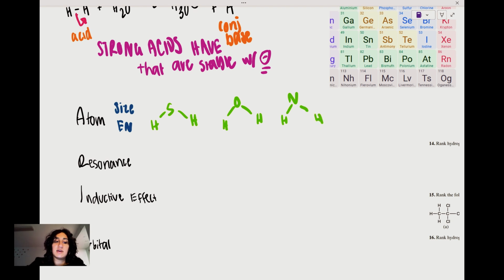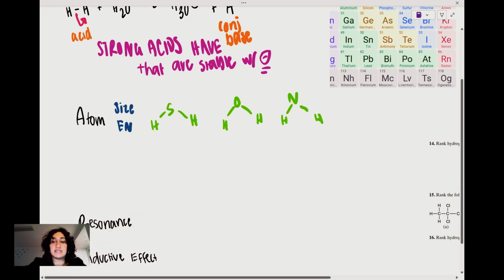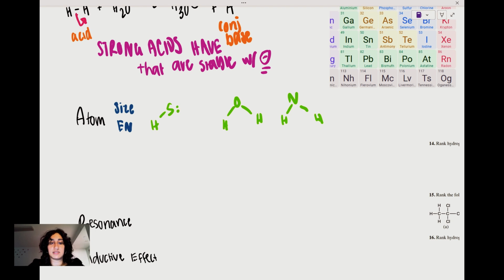Okay, so the first thing we do when we want to rank acids from strongest to weakest is deprotonate them. That's what we learned with the Bronsted-Lowry bases, right? We want to deprotonate them, or we want to take away the hydrogen. When we talk about Lewis bases, we're talking about the electrons coming back down onto the heteroatom.